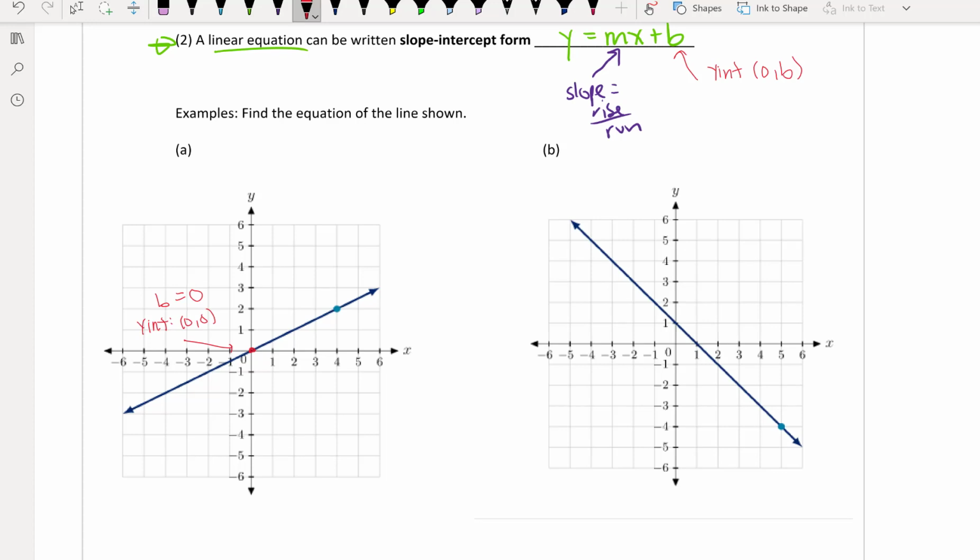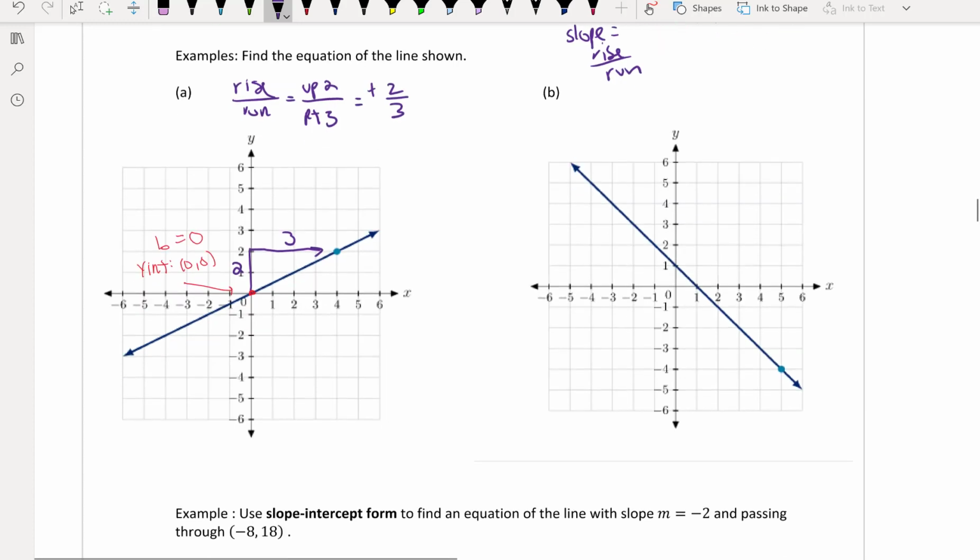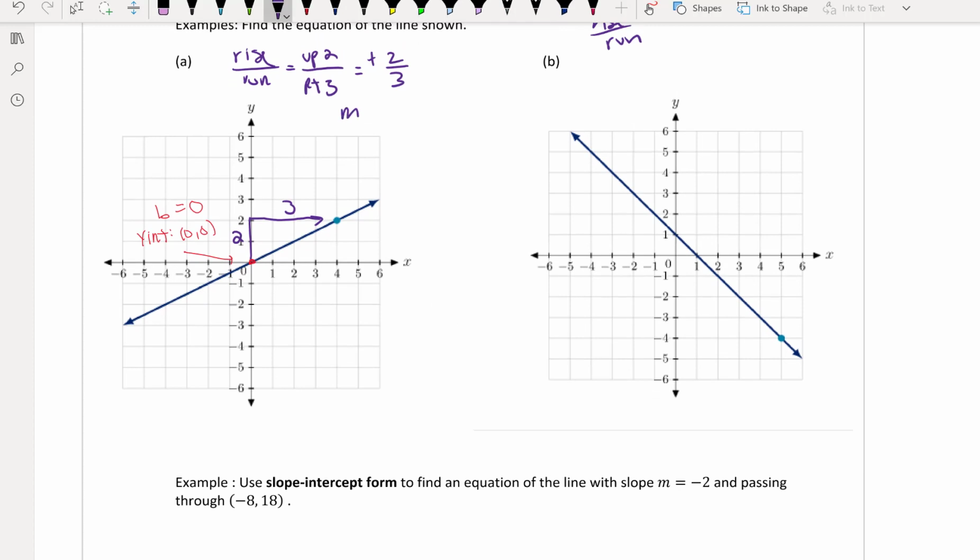Now I have to figure out the slope. Well, here I have one ordered pair and another. So my rise over my run: I went up 2, and here I went over 1, 2, 3. So I went to the right 3. That would be a positive 2 over 3. So now I know that my slope is a positive 2 over 3.